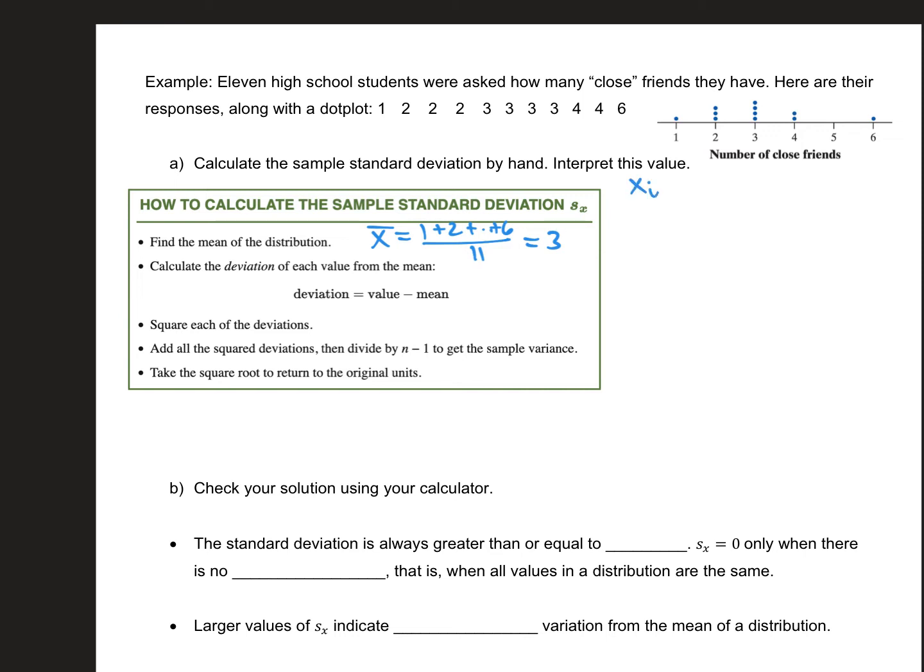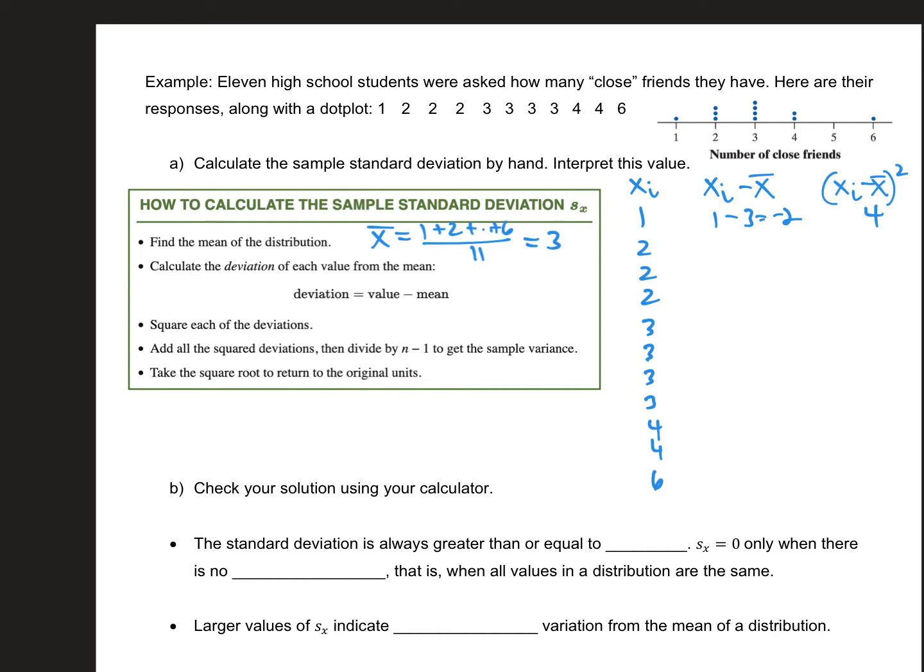We're going to list all of the xi's right here, and they're all listed in numerical order, which is kind of nice: 1, 2, 2, 2, 3, 3, 3, 3, 4, 4, 6. Then xi minus x bar, we'll do that in the next one. So we're going to do 1 minus 3, which is negative 2. Then let's take all the xi minus x bar and square those numbers. So 1 minus 3 is negative 2, and negative 2 squared is 4.